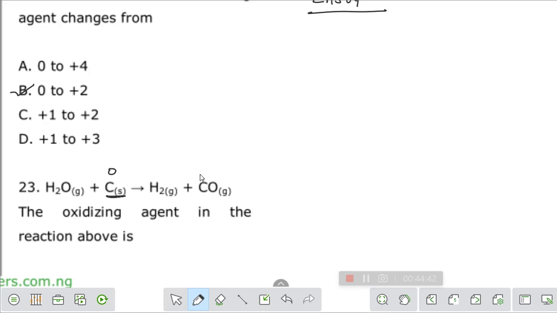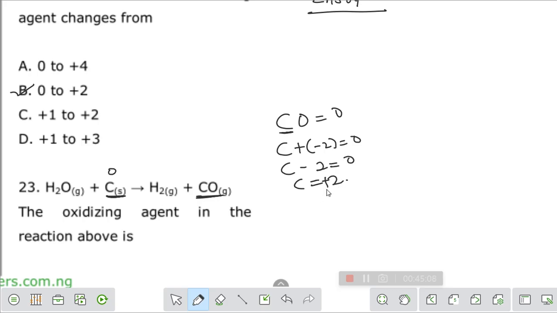But when it gets here, it becomes what? You can see carbon 2 oxide. So what is the oxidation number of carbon in carbon 2 oxide? I want to look for the oxidation number of carbon in this compound. Right, so you can see the oxidation number of carbon here goes from 0 to +2, right? Is this carbon a reducing agent or oxidizing agent? So it's actually a reducing agent.